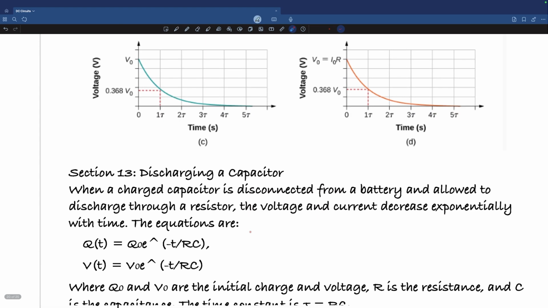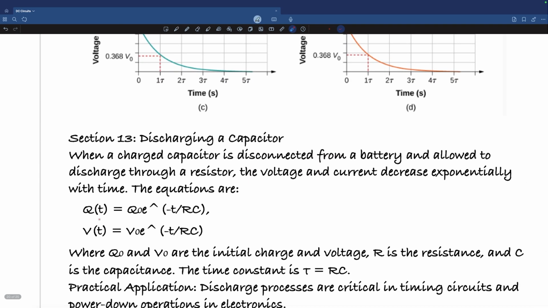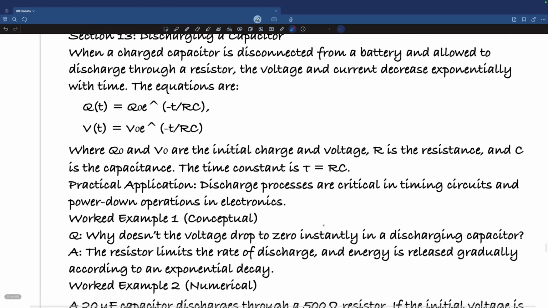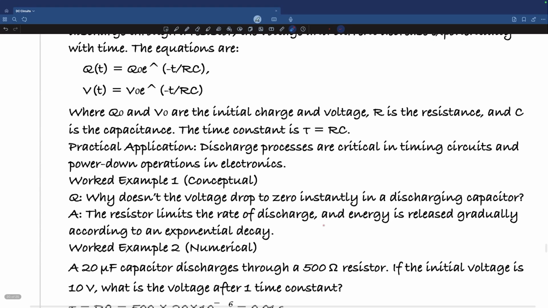Look at the equations for discharge. It's not the same. You know what is missing? The 1 minus is missing. You see, the 1 minus e raised to is gone. You don't have 1 now. Charge is this: that's the maximum charge, and that's the maximum voltage, times e raised to minus t by RC. Okay. So here it's called the initial charge and initial voltage, which is the maximum, of course. Once again, the time constant is the same.